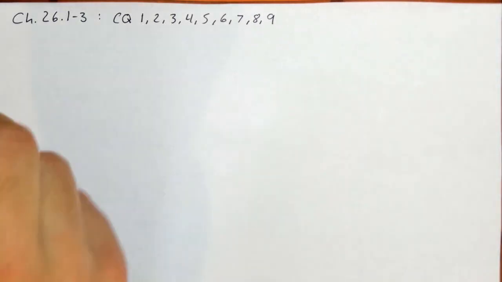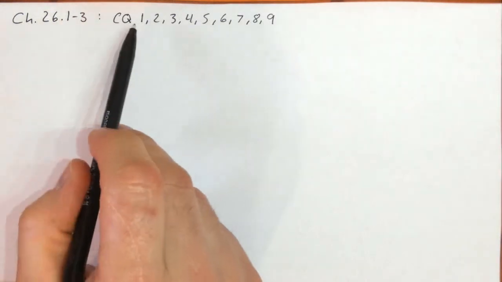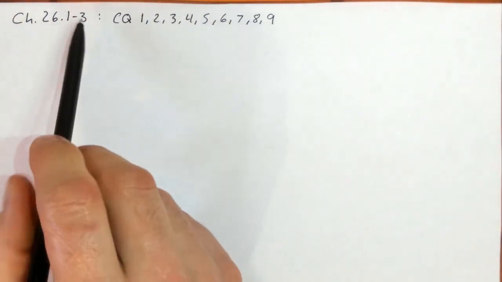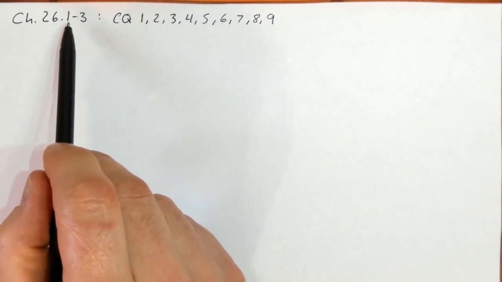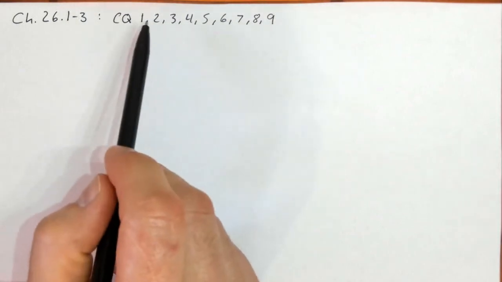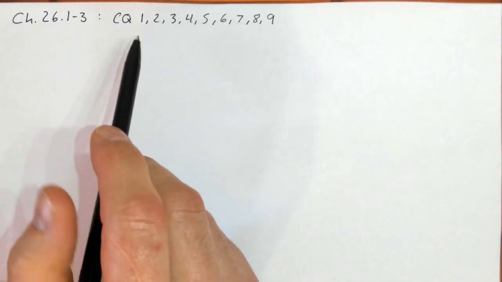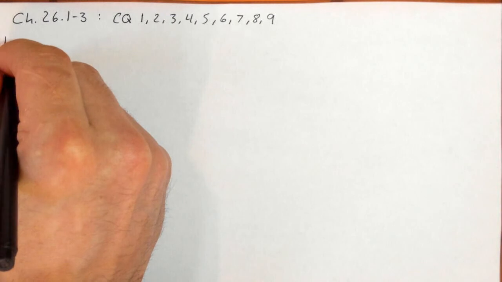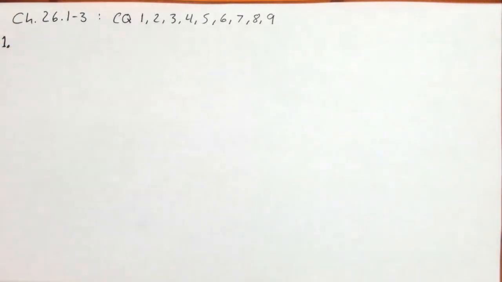Okay, for chapter 26, 1 through 3, for our class activities, we're going to do concept questions 1 through 9. Again, just to remind you that you should study these sections in detail and understand the main concepts there so that you can use these as applications of those concepts and fortifying those concepts. So go ahead and look at concept question 1. Try to answer that question on your own and then come back here.